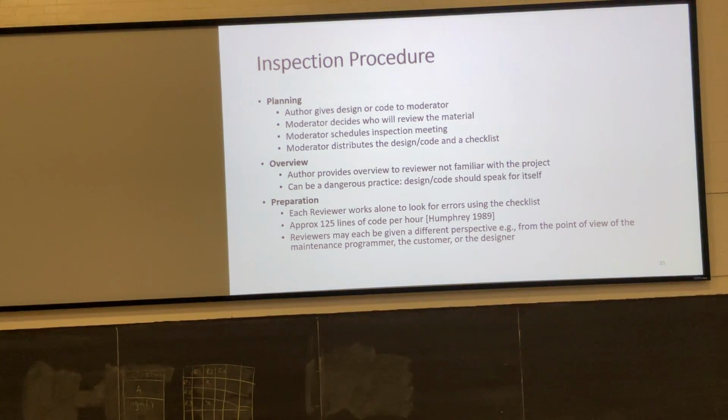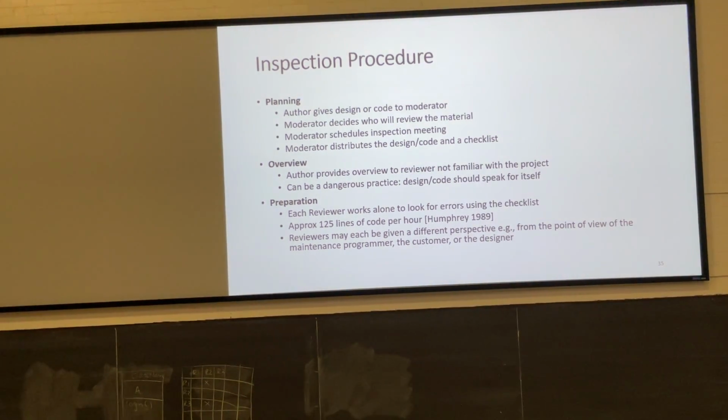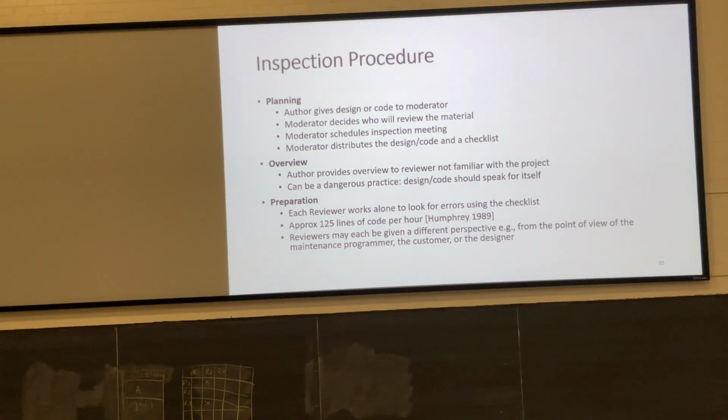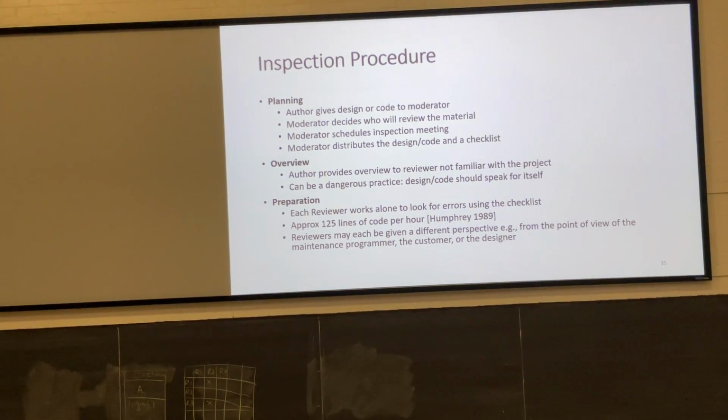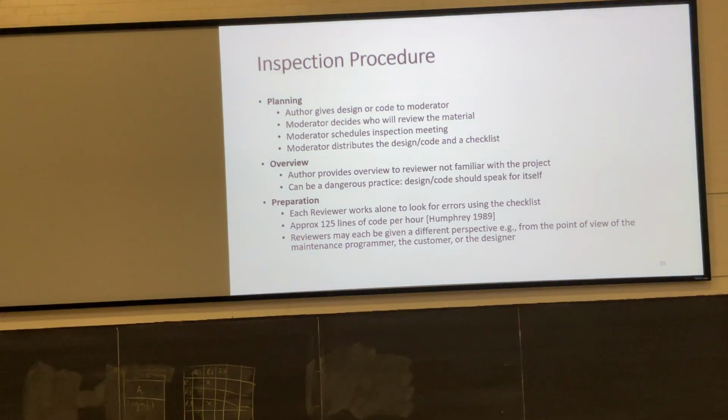To prepare before the inspection meeting, the reviewers will need to actually perform the job, do the review. So each reviewer will work on their own to look for errors using the checklist. So this step is what you are going to be doing individually for the code review part of the next milestone. And there is a best practice here. If you want to get an idea how much time you're going to need to review code, about 100 to 150 lines of code can be reviewed in an hour. So this is sort of a best practice.